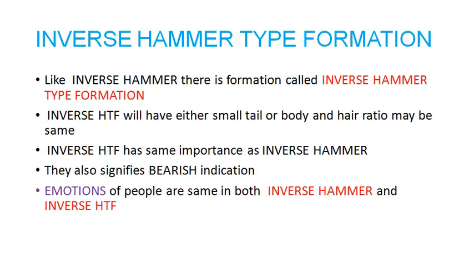So like the hammer, for the inverse hammer there is also something called the inverse hammer type formation. An inverse hammer type formation is a formation where it will either have a small tail, or the body and the hair ratio might be similar. The inverse hammer type formation has a similar type of importance as the inverse hammer. It also indicates bearish signals. And let's have a look at the inverse hammer type formation.